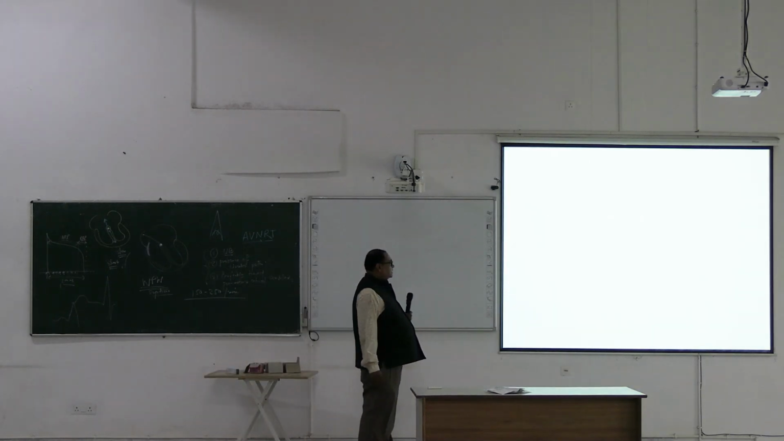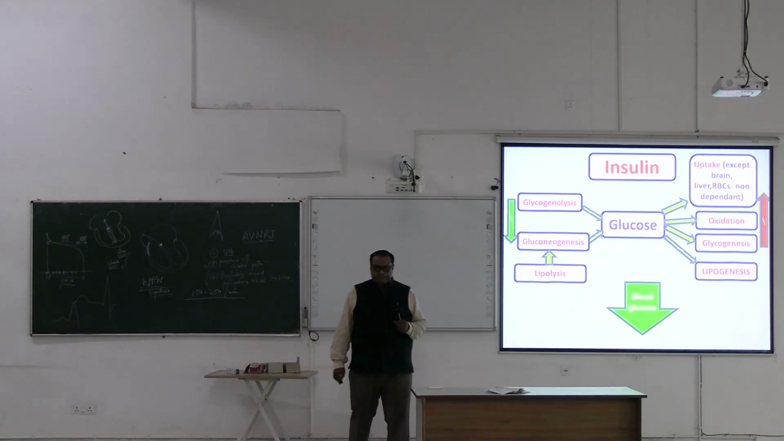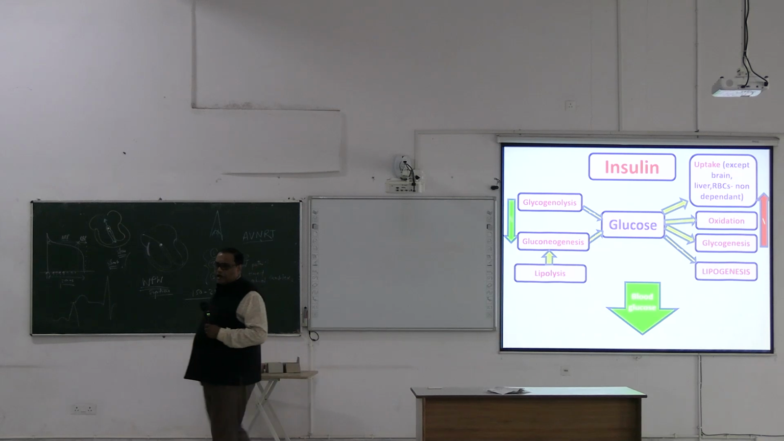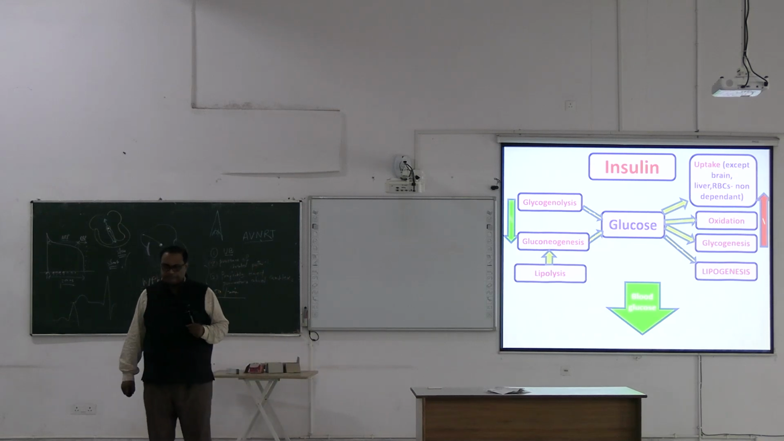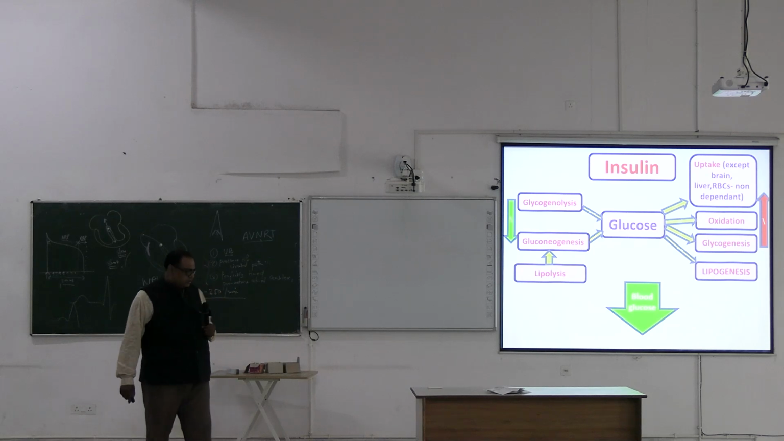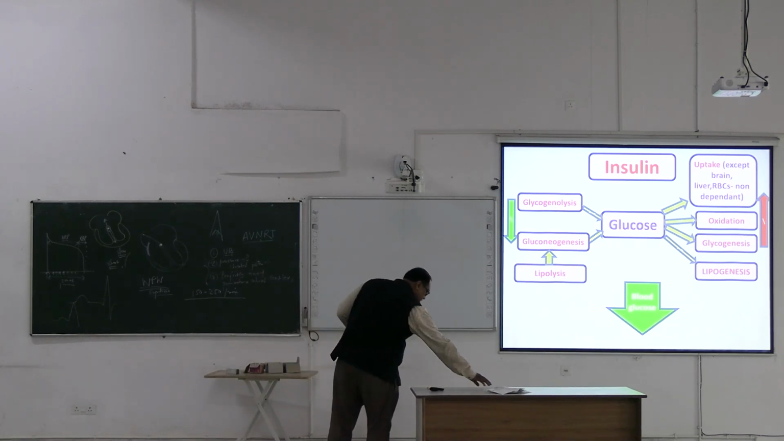Now, there are certain hormones which maintain blood glucose level. One of them is insulin. Insulin is the only hypoglycemic hormone. Rest all are hyperglycemic hormones.